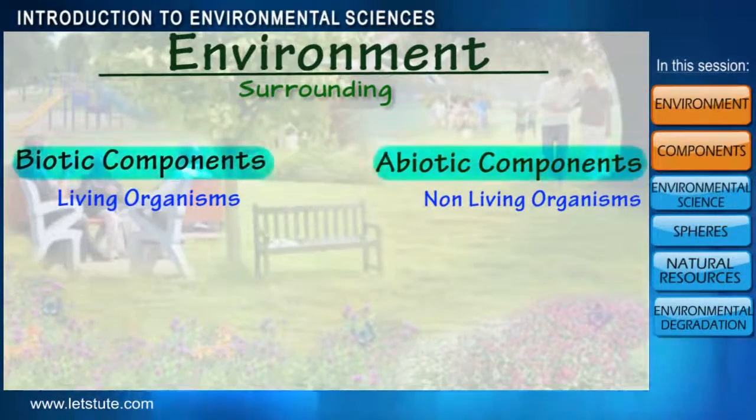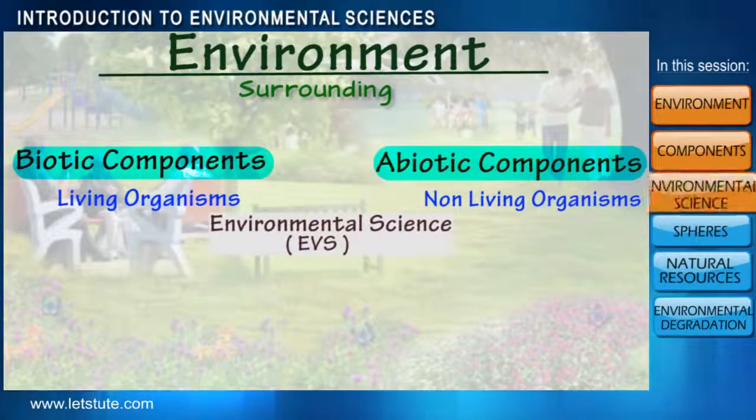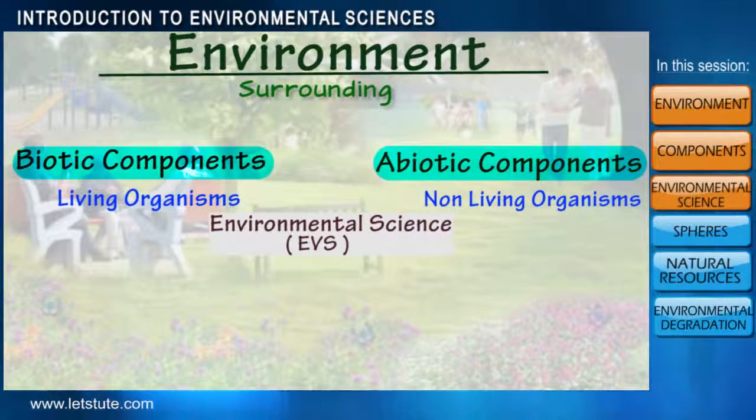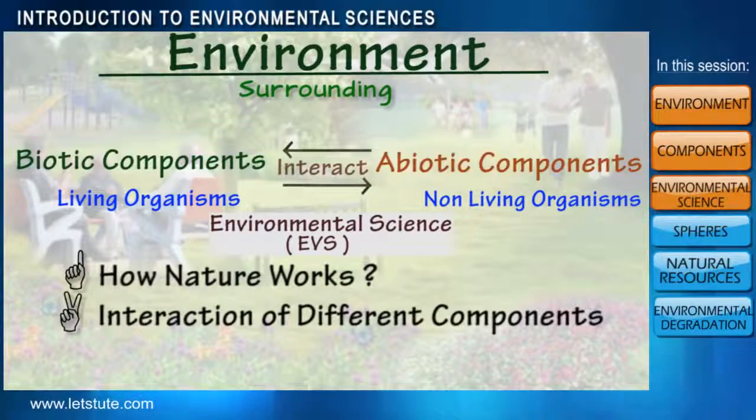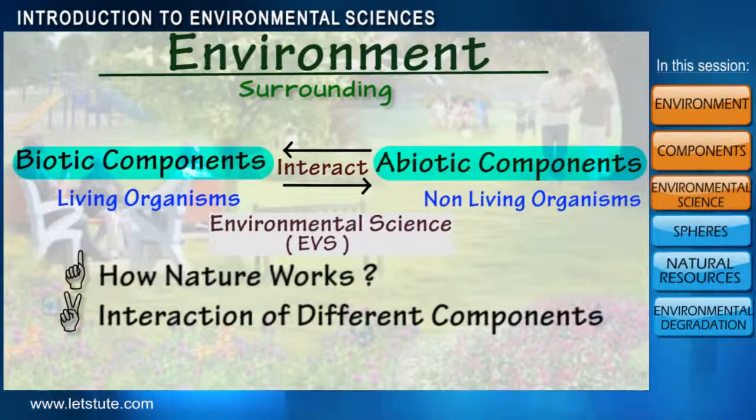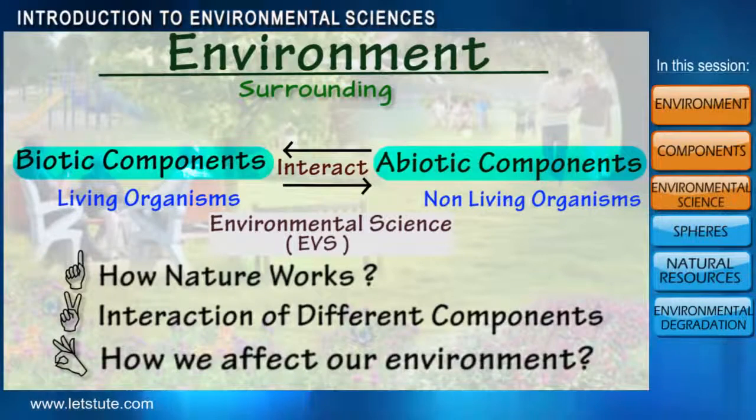Since now we know what an environment consists of, we can easily define what environmental science is. Learning about environmental science actually means to understand how nature works, to understand the various interactions of different components of our environment, and also to find how we humans affect our environment.